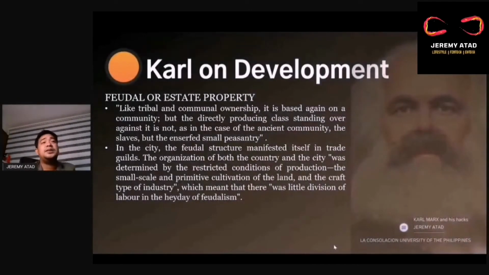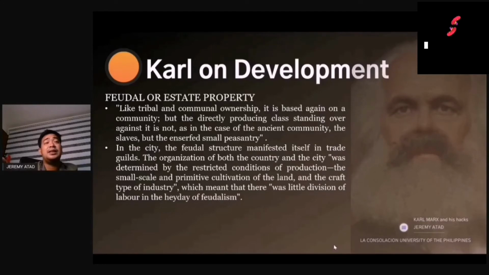Next, we have the feudal or state property. Like tribal and communal ownership, it is based again on a community, but the directly producing class standing over against it is not, as in the case of the ancient community, the slaves, but the usurped small peasantry. In the city, the feudal structure manifested itself in trade guilds.